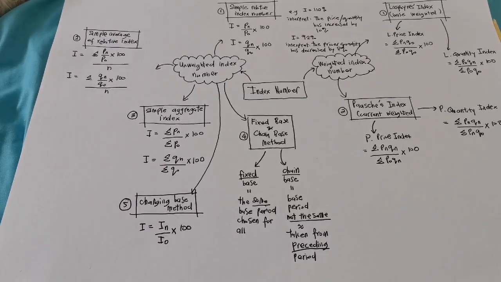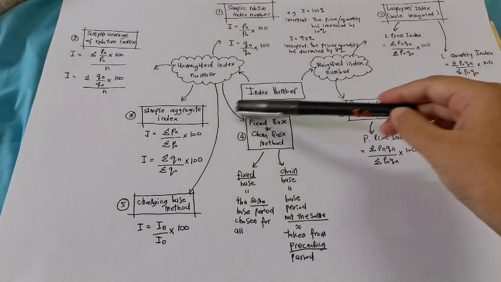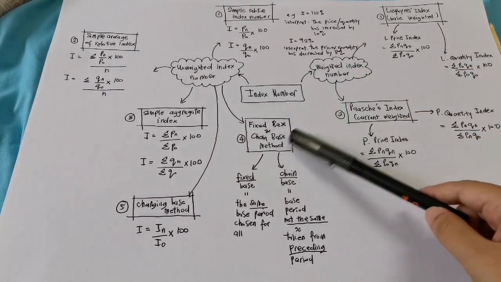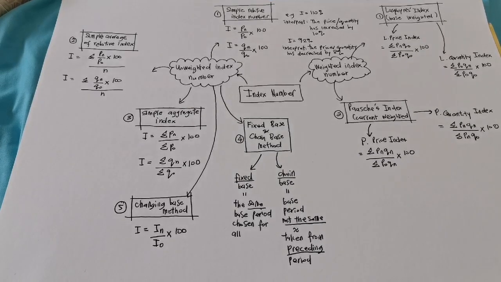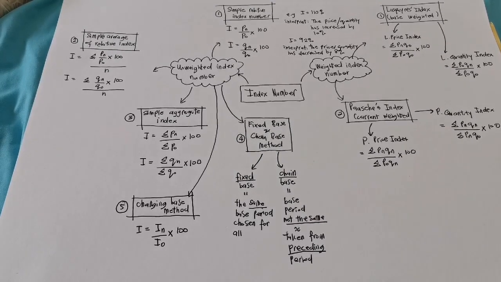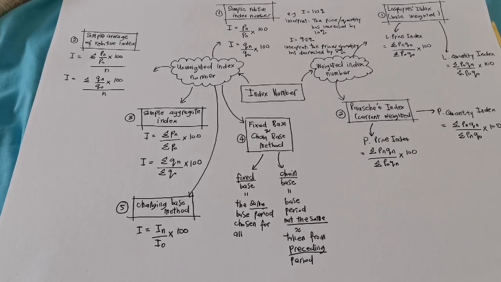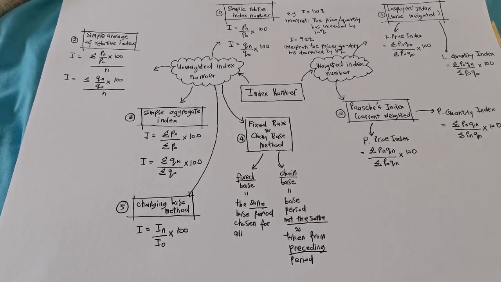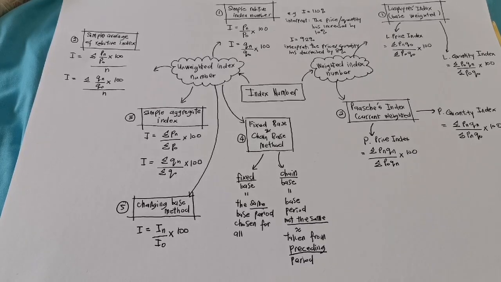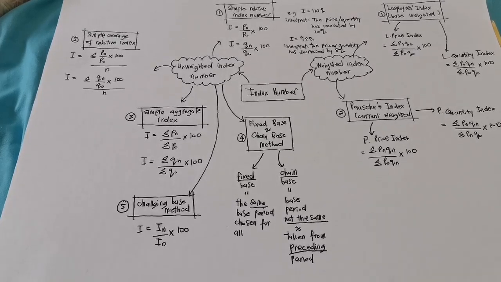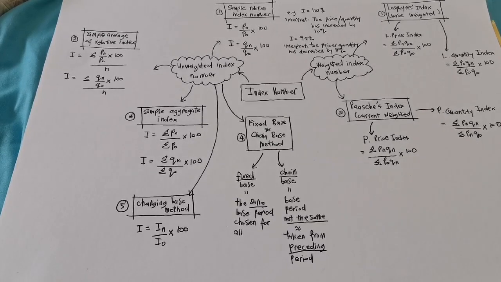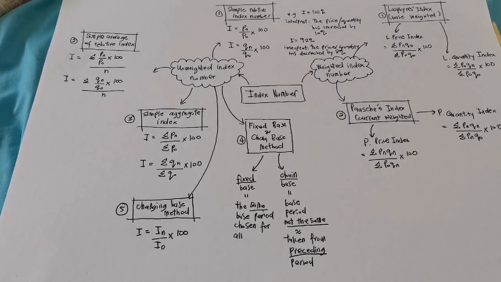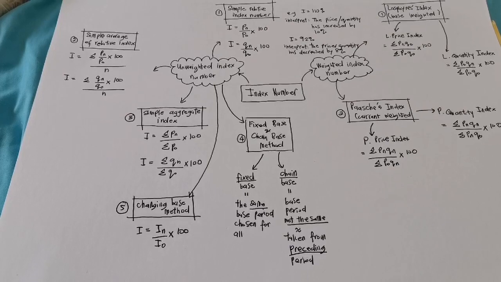Okay, so now we are going to continue with this one. It's still in the subtopic of unweighted index number. We have fixed base and chain base. We are not just having 1 year or 2 years of data. We have a few years or a few periods of price or quantity data, so we can see the changes that happen from one period to another by calculating the index number.